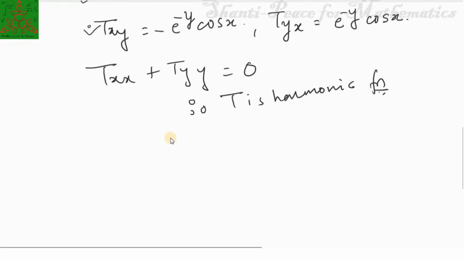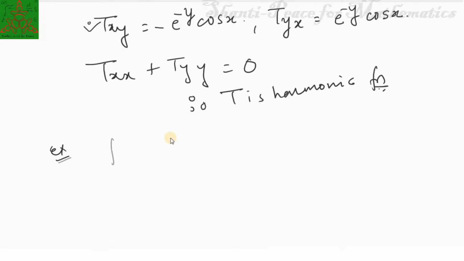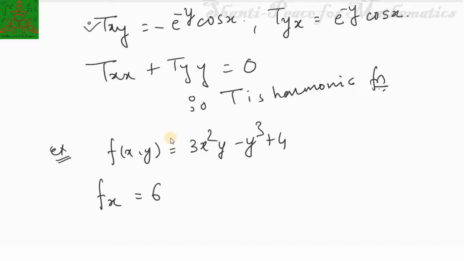Let's have another example. Let us consider f of x, y equal to 3x square y minus y cube plus 4. Check whether this function is harmonic or not. For that you need to calculate fx. Fx is 6xy. Fy is 3x square minus 3y square.